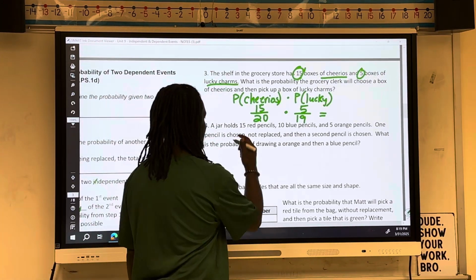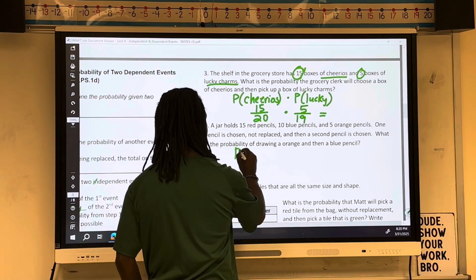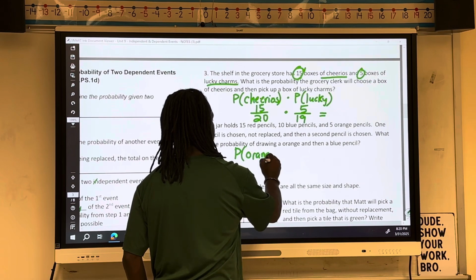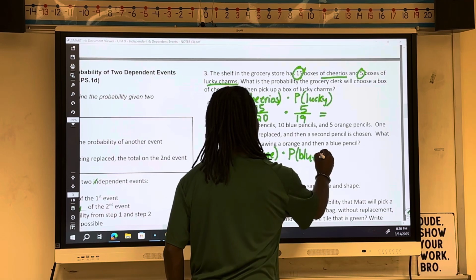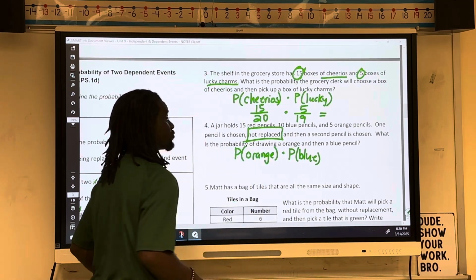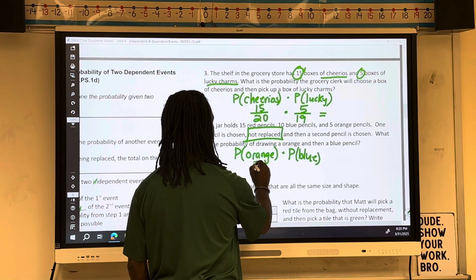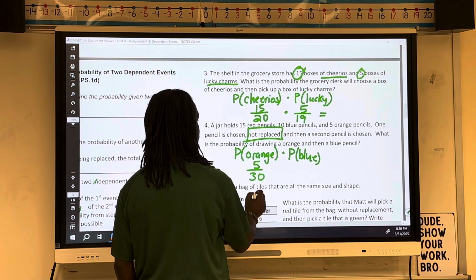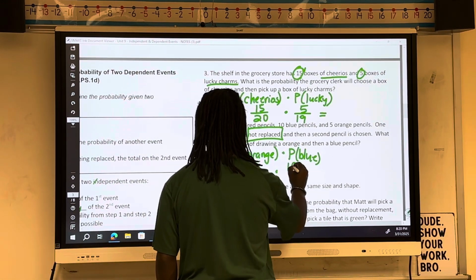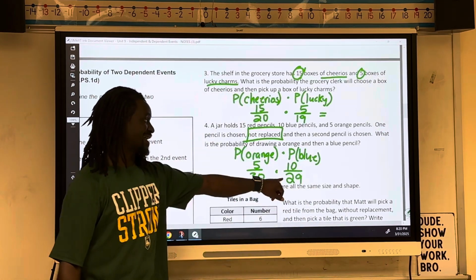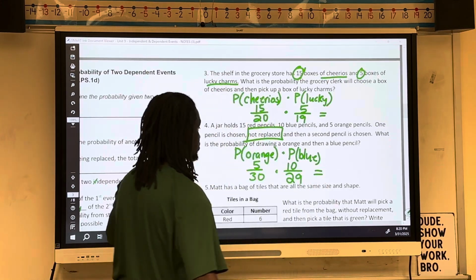A jar holds 15 red pencils, 12 blue, 5 orange. What's the probability of drawing an orange, and a blue? And again, you gotta remember, it is not being replaced, so I'm gonna lose 1 after the first one. So the probability of getting an orange is 5 out of 30, okay? Then the probability of getting a blue is 10 out of 29. And that is 29 because I pulled out an orange pencil, and then this would be my answer, all right?